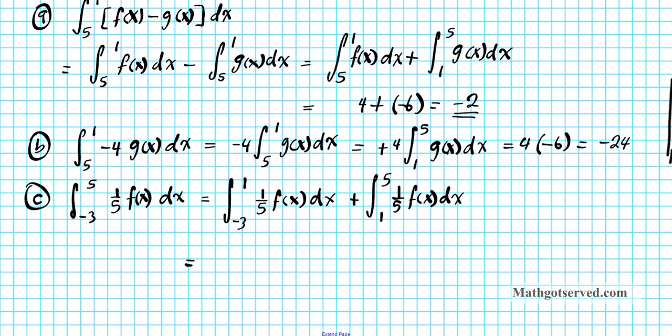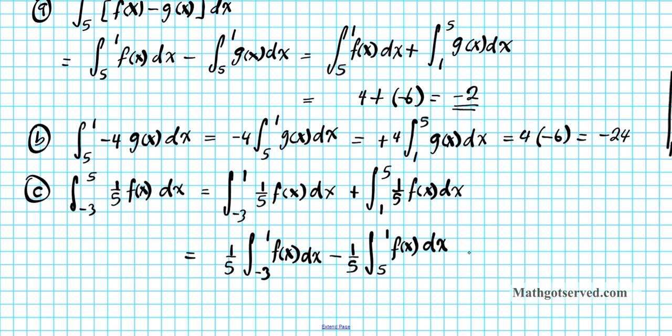This one, I need to apply the constant multiple rule, factor out 1/5, and then we have the integral from -3 to 1 of f of x dx. And then plus, if I apply the order of integration rule and the constant multiple rule simultaneously to the second definite integral, I'm going to have negative for switching the order, and then factoring out the 1/5 using the constant multiple rule, 1/5 times the integral from 5 to 1 of f of x dx. Now I'm good to make my substitution.